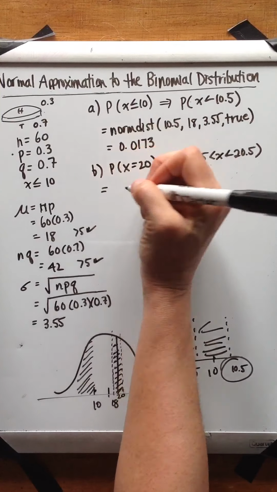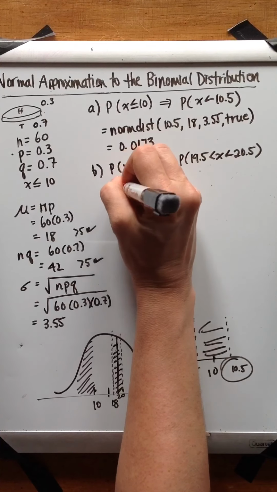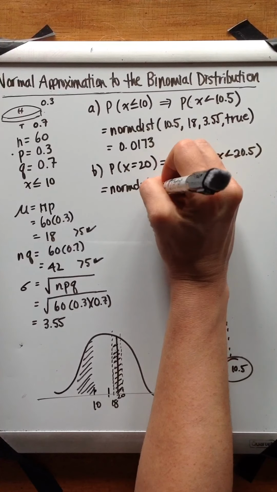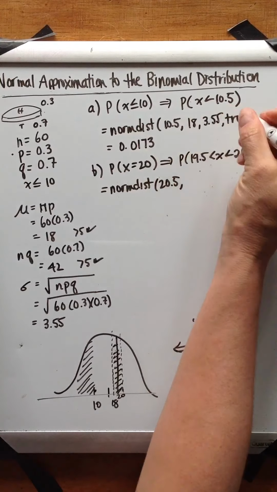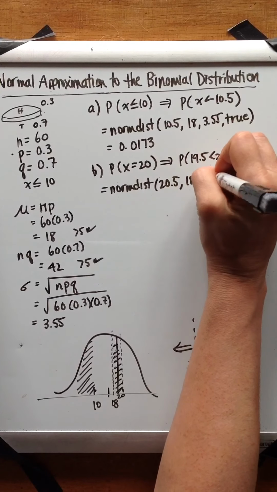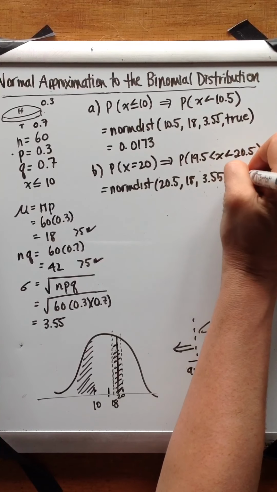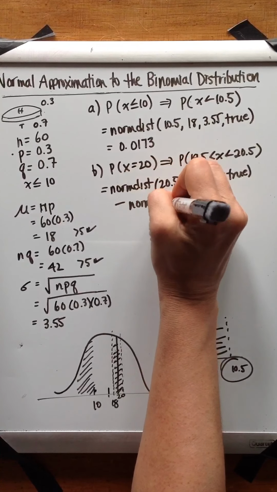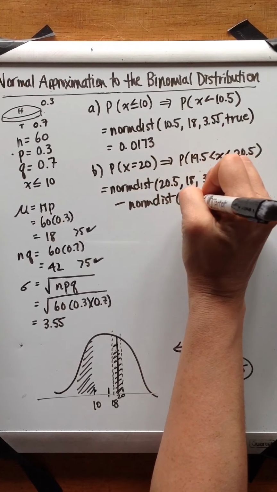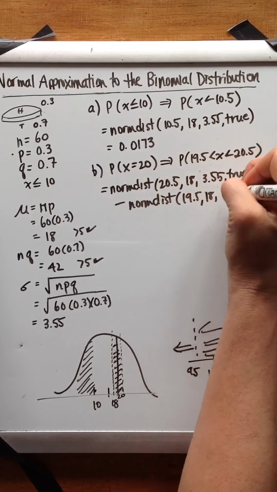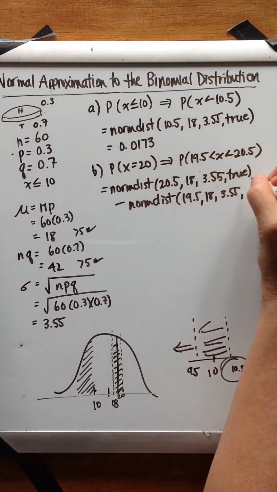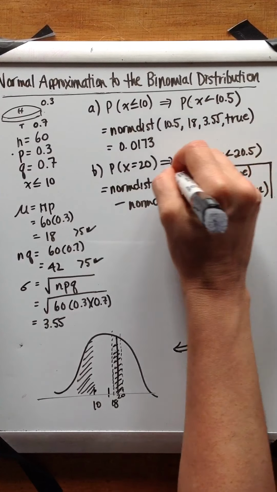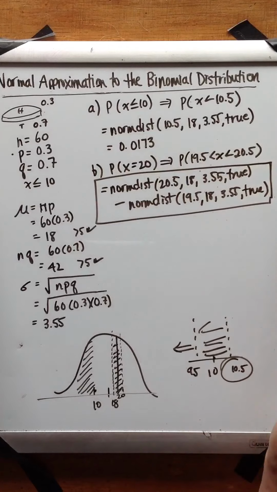So putting it into Google Sheets, we would do equals NORM.DIST, and we will put in our higher value first, 20.5, same mean and standard deviation, and we subtract the area of the curve from 19.5 and less. That all goes into the same Google Sheets cell.